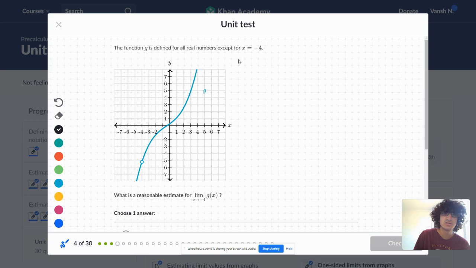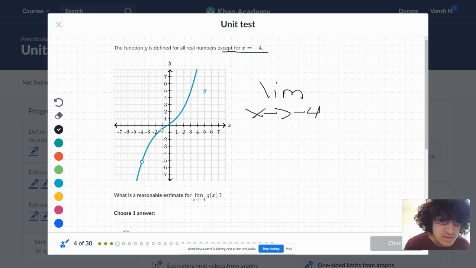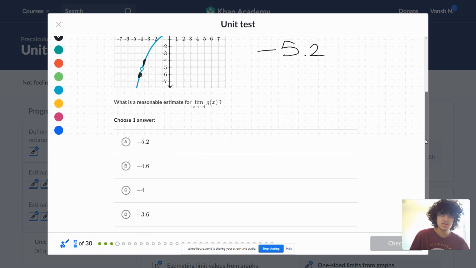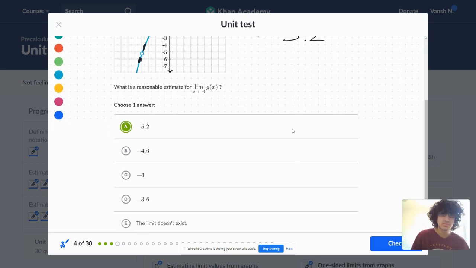Okay, so the function g is defined for all real numbers except for x equals negative 4. What is a reasonable estimate for the limit as x approaches negative 4? It looks like it's going to be slightly below on both sides here. It looks like it's just slightly below negative 5, so maybe something like minus 5.2. Okay, and yeah, it looks like we do have that.